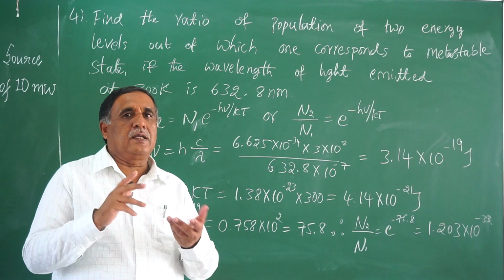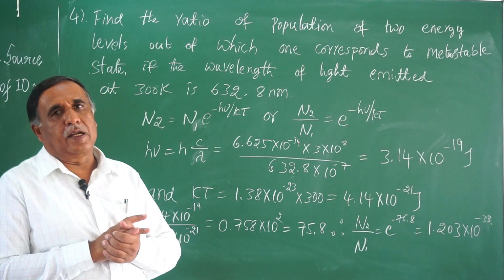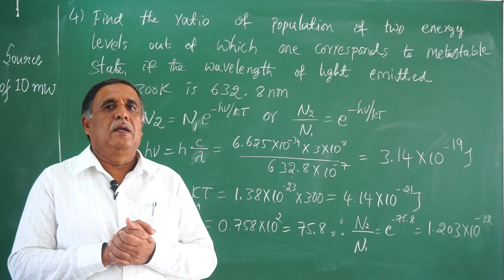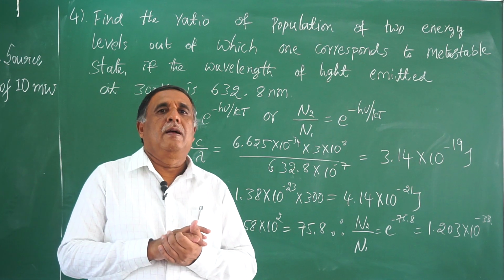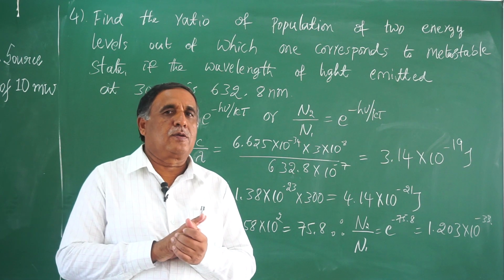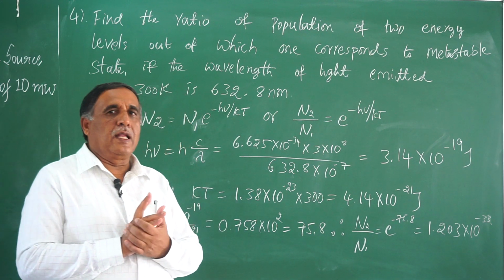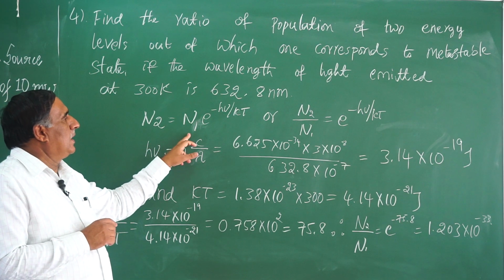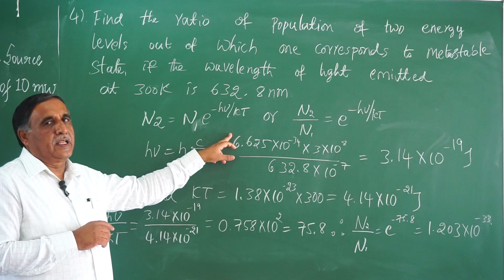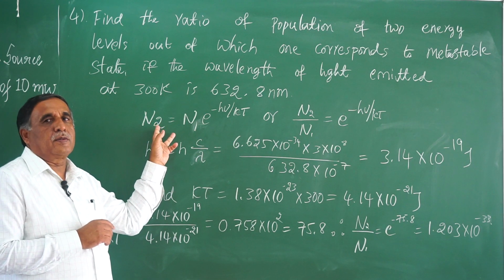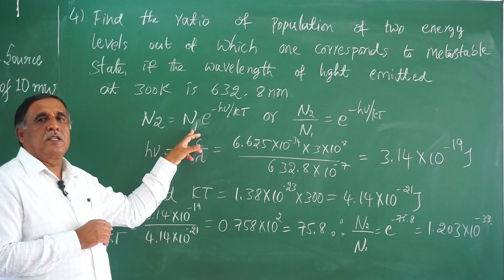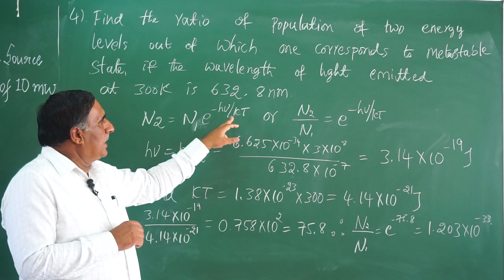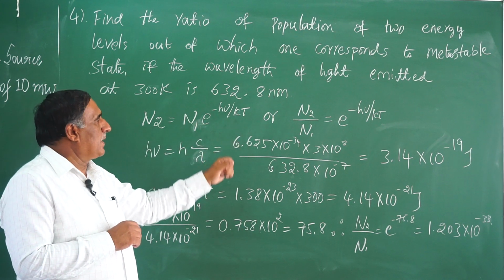Again, the relation between the wavelength or frequency of the radiation emitted and the number of atoms in the lower energy level and higher energy level is given by Maxwell. That is what is called the Maxwell-Boltzmann distribution law, and that relation one has to remember. That relation is N2 is equal to N1 into e raised to minus h nu by kT. Here N2 is the number of atoms in the higher energy level E2, N1 is the number of atoms in the lower energy level E1. Of course, h is Planck's constant, k is Boltzmann's constant, T is the temperature.